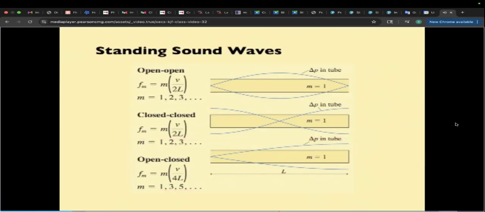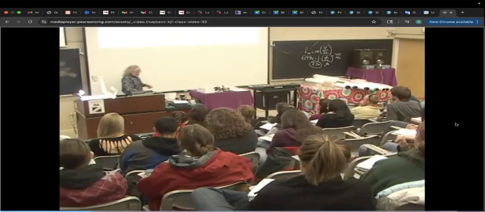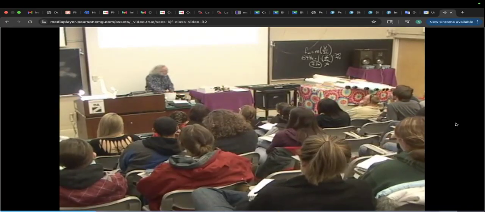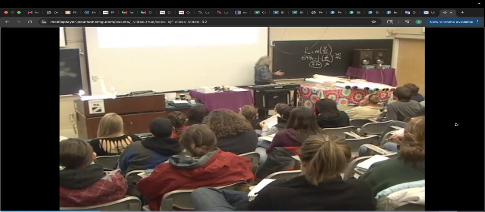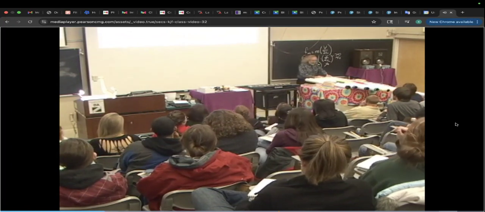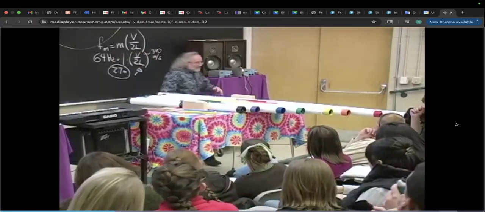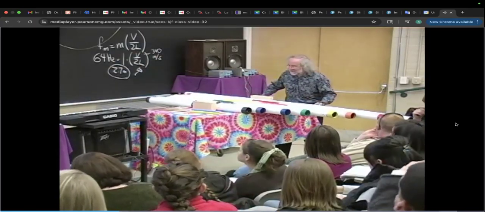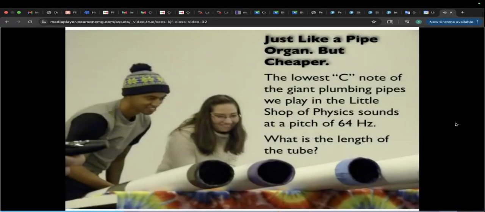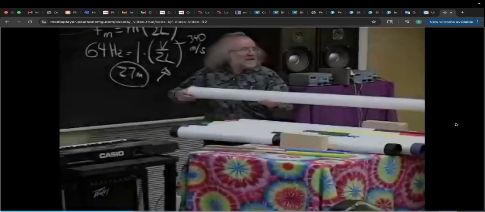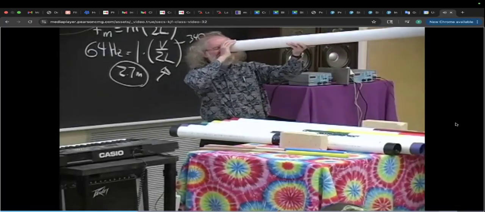And so the boundary conditions give you different possible harmonics. And you have relationships which tell what the different harmonics are. The only trick is to figure out what kind of boundary conditions you have. What kind of tube is it? So for instance, let's look at this one. We have these big plumbing pipes that we use in Little Shop of Physics to make music. We just took sections of PVC pipe and painted them special colors, and that's it. And we can play music on these. So with this lowest one, we want to calculate the length of the lowest tube right here. The thing we need to know is, what are the boundary conditions?